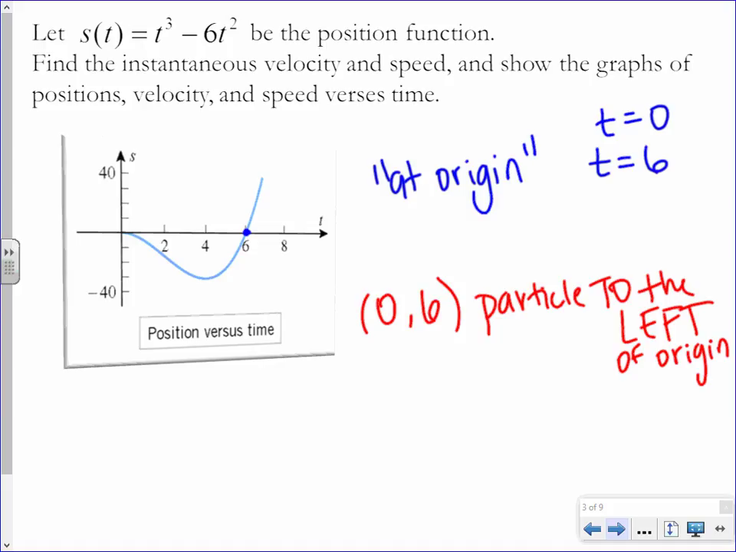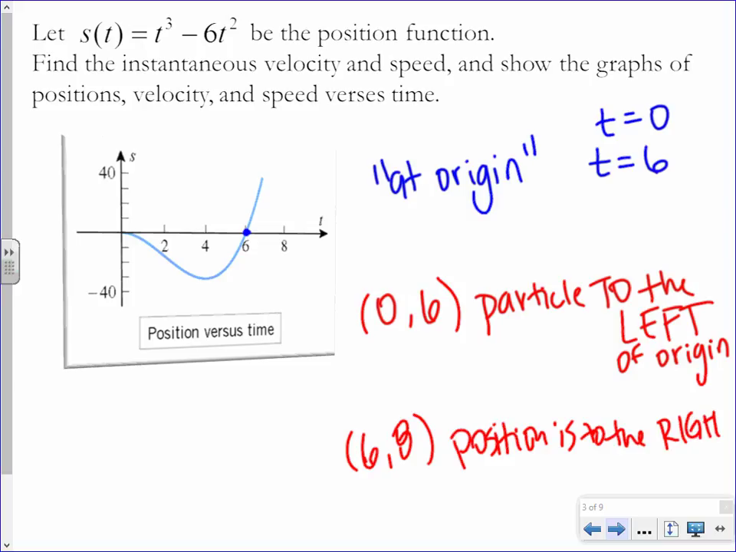And from 6 to 8, our position is to the right. And make sure you understand that it's our position. We're not talking about which way we're moving yet. Now some of you, the wheels are already turning, where we have negative versus positive velocity.